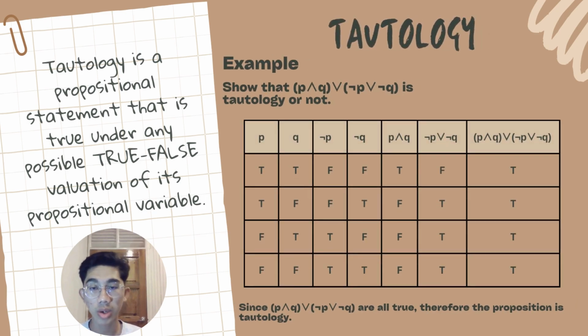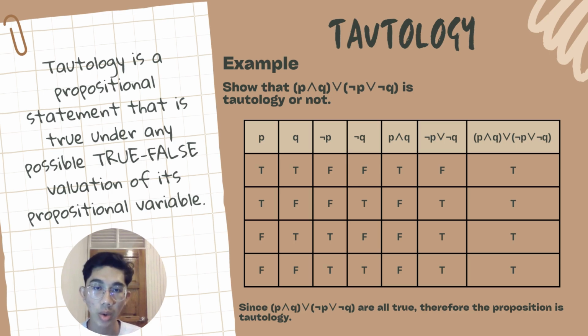So we already know the difference between equivalent and not equivalent, right? So we look at the tautology. What's the definition of tautology? Tautology is a propositional statement that is true under any possible true-false valuation of its propositional variables. Or to say it more easily, when all the truth values are true, it's a tautology.